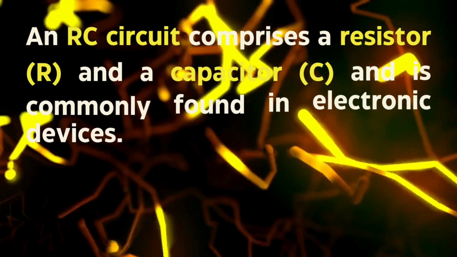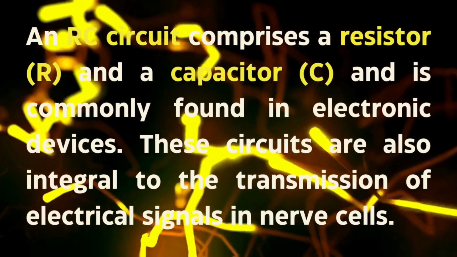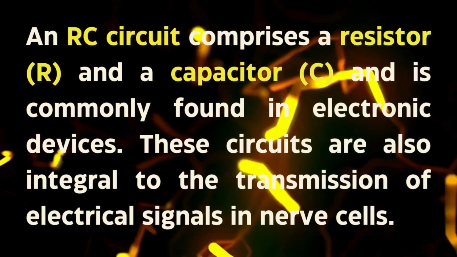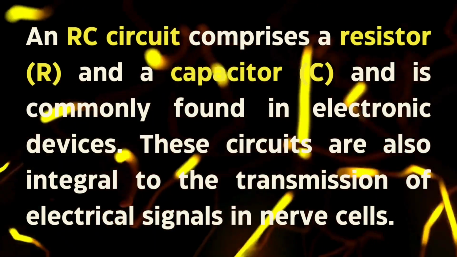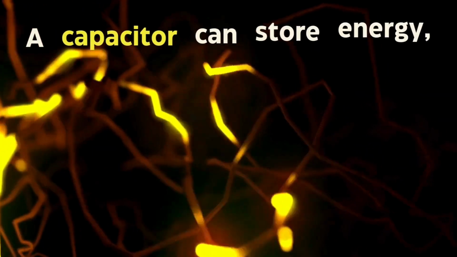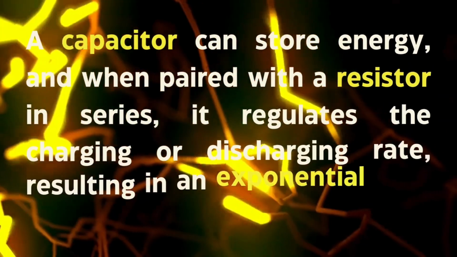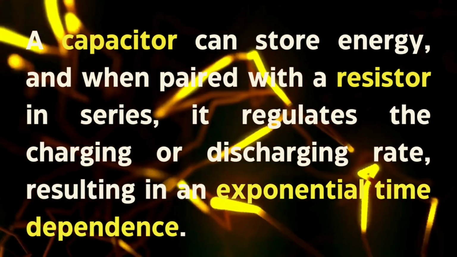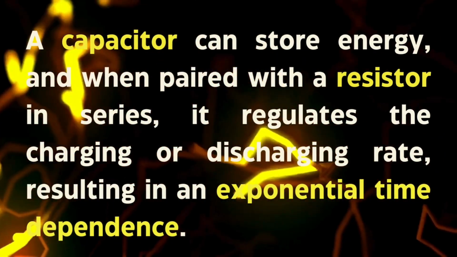RC circuits consisting of resistors and capacitors are widely present in electronic devices and play an important role in transmitting electrical signals in nerve cells. A capacitor can store energy, and when paired with a resistor in series, it regulates the charging or discharging rate, resulting in an exponential time dependence.